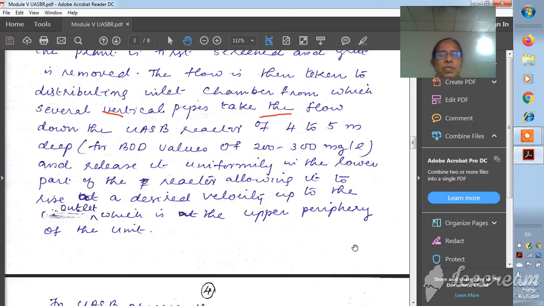Then again here it is written that normally a BOD value of 200 to 300 milligram per liter, if it is there, then the UASB reactor is of 4 to 5 meters. That means the vertical pipes which are taking the flow to the bottom of the reactor have to lift it up to a height of 4 to 5 meter, which is usually the height of the reactor for a normal BOD value of 200 to 300. And you have to provide a velocity so that the flow will reach up to the top of the reactor where the outlet is there.